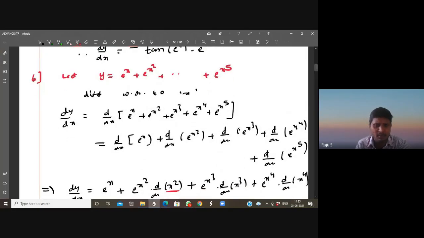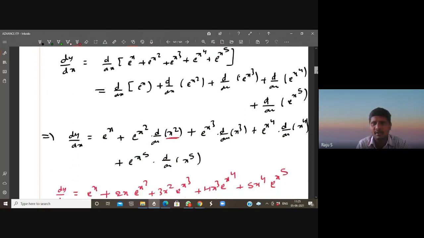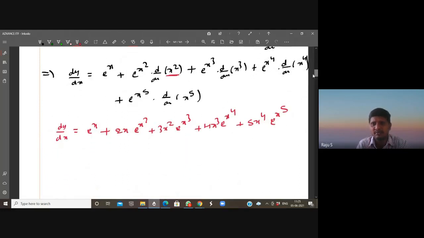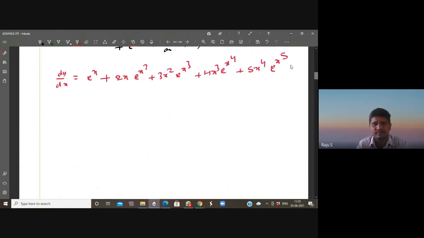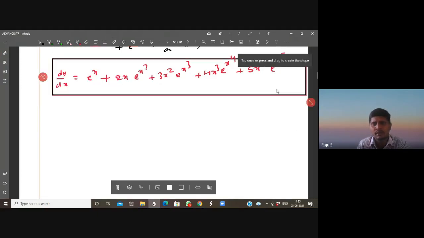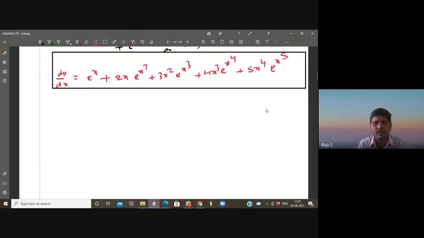Take d by dx on both sides, then write it separately. Again, apply the chain rule. In the bracket, it's better if you mention like this, by chain rule. That's it. So this is the required solution. Okay. Fine.